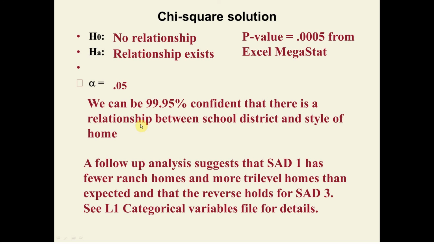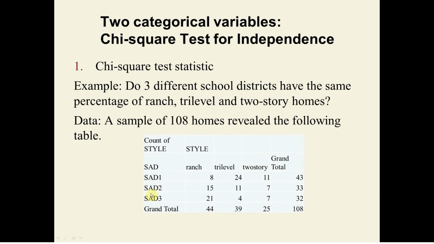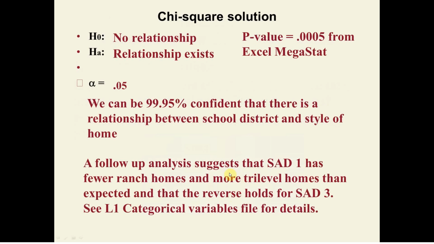The interesting thing that we might want to find out is, if there is a relationship, then something must be influencing that. There are school districts that have higher percentages of ranch, tri-level, or two-story, and school districts that have lower ranch, tri-level, and two-story. Which ones are those? We can find those by doing a more careful investigation. You can see in this case that a follow-up analysis suggests that school district 1 has fewer ranch homes and more tri-level homes than expected, and the reverse holds for school district 3.